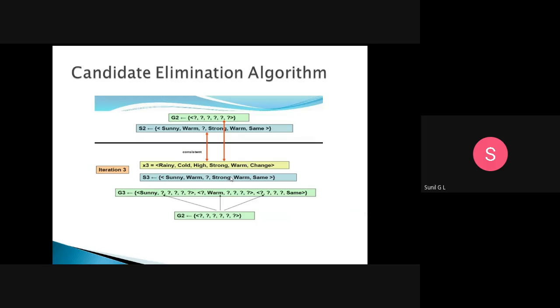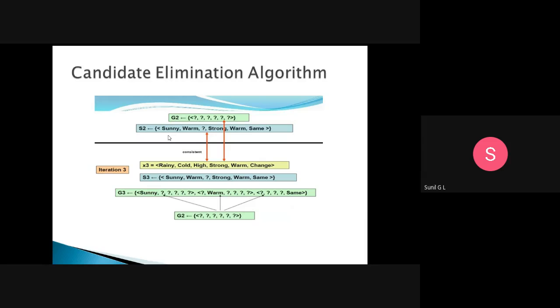So we change the general hypothesis. How will we change its values? You compare the current instance x3, the third row of the data set, with the specific hypothesis S2, or S3, because we copy the same values from S2 to S3. When you compare x3 with S3, rainy and sunny are different. You can compare with S3 or S2 because the values are the same. So x3 has rainy where S has sunny.